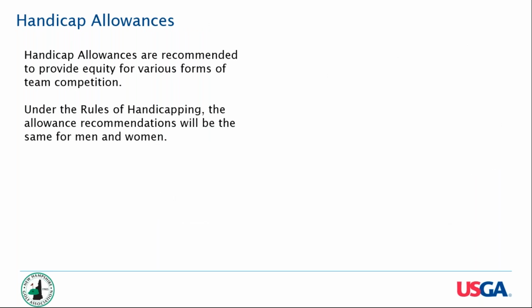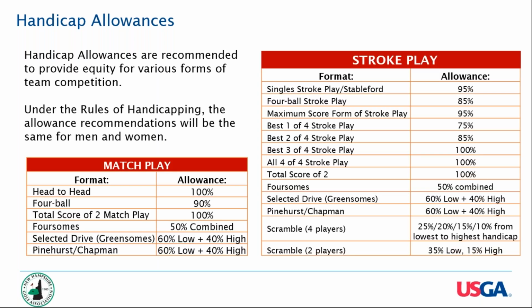All right, and then we'll get into handicap allowances. So handicap allowances are recommended to provide equity for various forms of team competition. Under the rules of handicapping, the allowance recommendations will be the same for men and women, and we see that chart here. Prior, they were different for men and women, but now it is uniform across the board. It's no longer gender specific. Keep in mind, these are just recommendations. The committee should have final say in determining what allowance you are going to use. So this is also in the rules of handicapping. It's in Appendix C in case you're looking for it here.